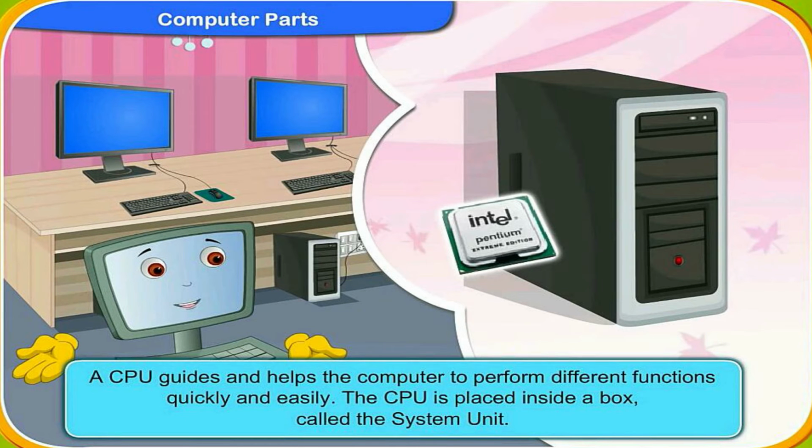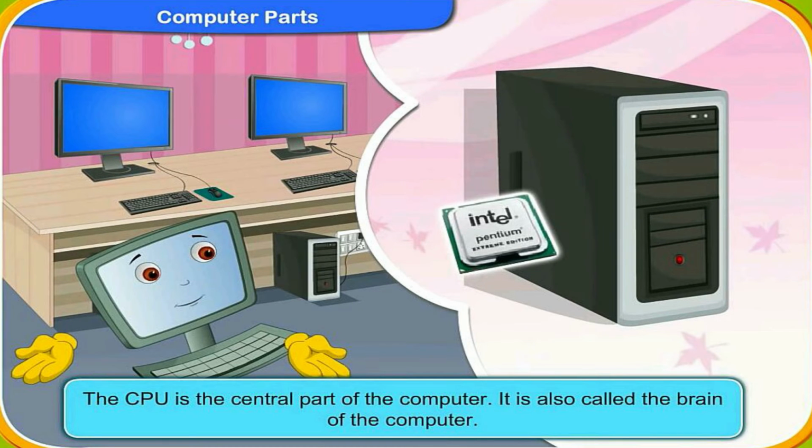Here is another most important part of the computer, which is the CPU. The CPU guides and helps the computer to perform different functions quickly and easily. The CPU is placed inside a box called the system unit. The CPU is the central part of the computer. It is also called the brain of the computer.